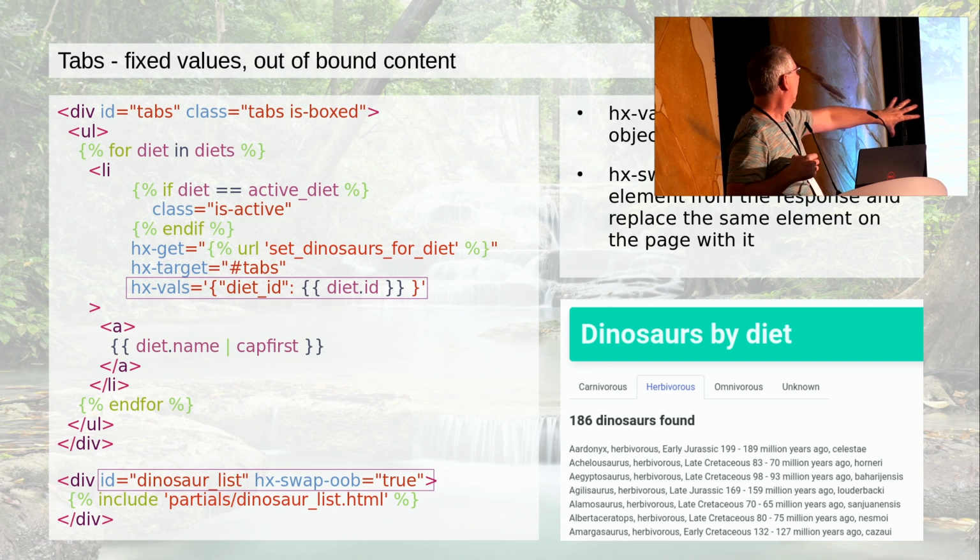But what happens is in the HTML that comes back, in there it will say AJAX swap out of bound, and any element that has got out of bound in there, it will take off the incoming HTML, and it will look for the elements that are already on the page, and it will replace those. So you can now have multiple IDs that replace multiple things on the page.